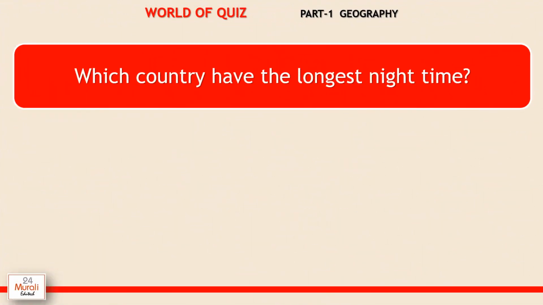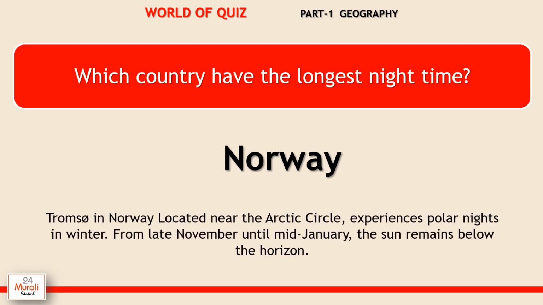Which country have the longest night time? Norway. Troms in Norway, located near the Arctic Circle, experiences polar nights in winter. From late November until mid-January, the sun remains below the horizon.